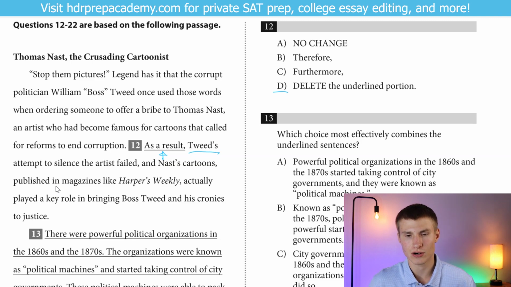We have Tweed's attempt to silence the artist failed, and Nast's cartoons published in magazines like Harper's Weekly actually played a key role in bringing Boss Tweed and his cronies to justice. In this case, there's really no transition word that comes to mind to connect those two.